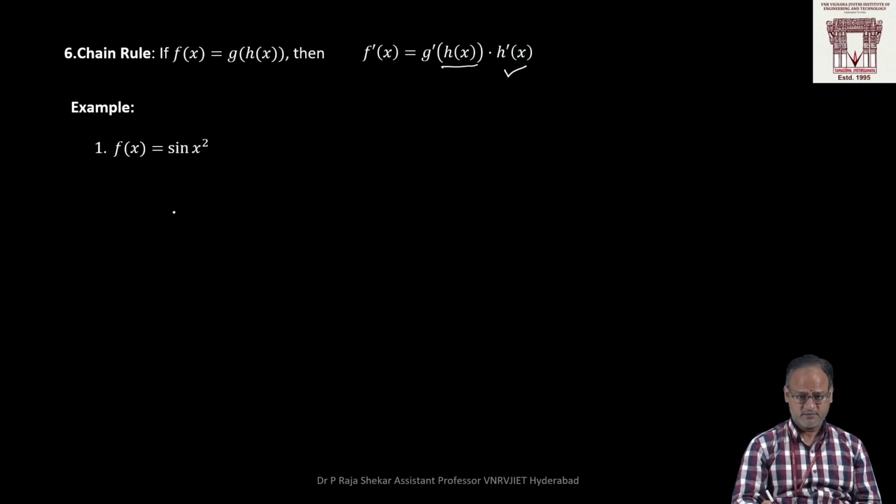Let me have one function, f of x as sine of x square. Then its derivative f dash of x: first the derivative of the sine function. Derivative of sine is cos, so it is cos of x square. Further, differentiation of x square is 2x. So first the derivative of sine, which is cos, and further the derivative of x square, which is 2x.